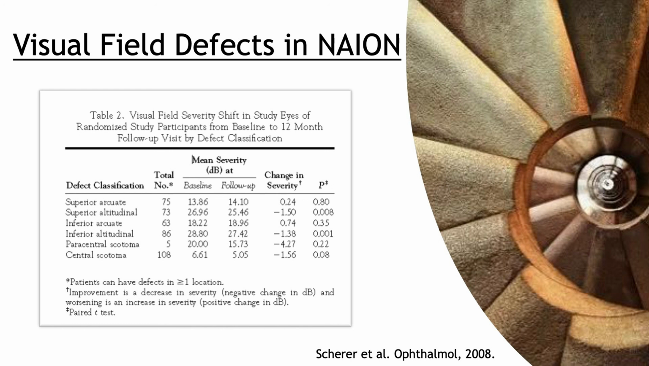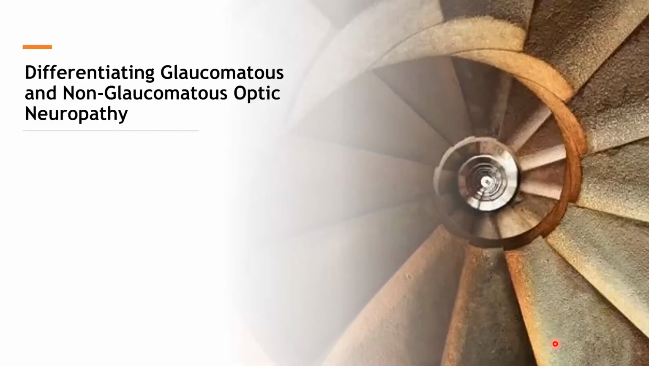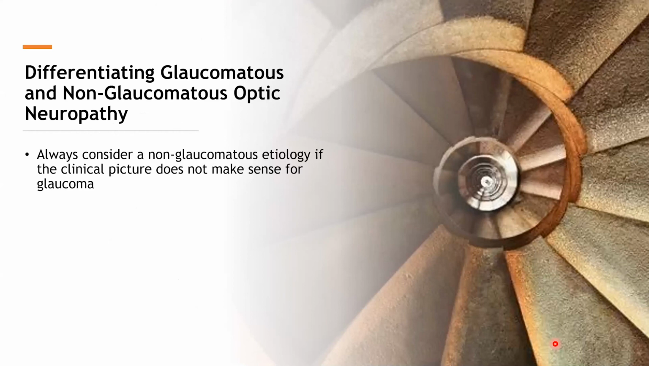This is taken from the optic neuropathy decompression trial. And you could see when they looked at the field defects in their patients, as many had superior arcuate scotomas as superior altitudinal scotomas. And it wasn't quite as equal in inferior, but there's plenty of inferior arcuate scotomas that can look like glaucoma. And a lot of central scotomas were found in NAION, and probably we would find less of those in glaucoma. So if we're trying to differentiate, and this is where we get into the masquerading part, if we want to differentiate glaucomatous and non-glaucomatous optic neuropathies, always consider a non-glaucomatous etiology if the clinical picture does not make sense for glaucoma.